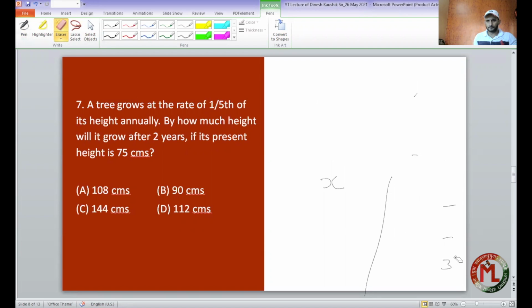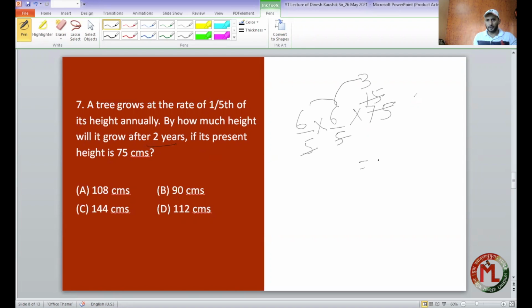So what you do, the original value was 75. It is given, the original height was 75. If a number has to be increased by 1/5, we multiply it by 6/5. Then it is happening after 2 years. After 2 years, it means we have to multiply by 6/5 two times. So simply you do this: 5 15s, 5 3s, so you can say 6 into 3 is 18, 18 into 6 is 108.